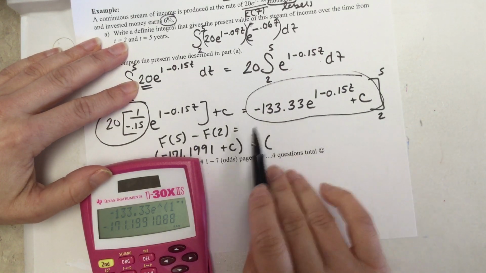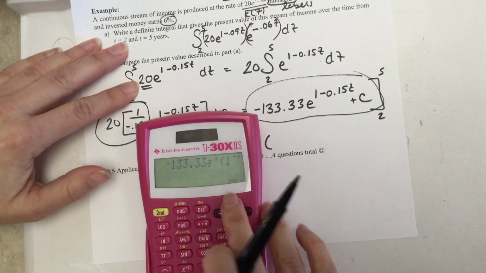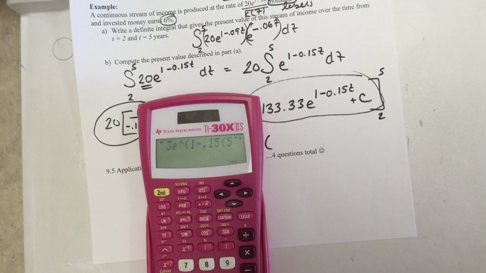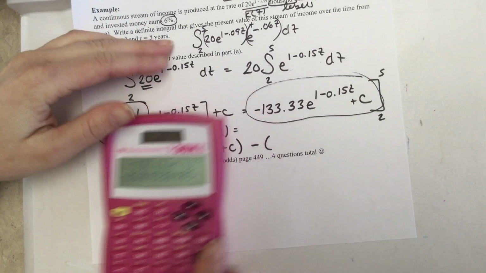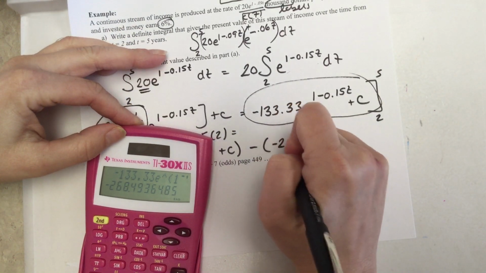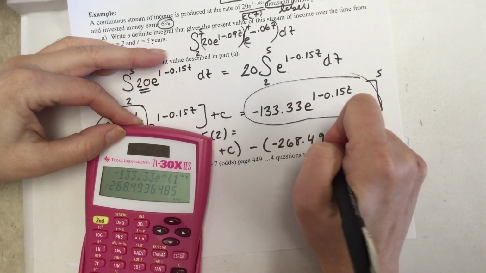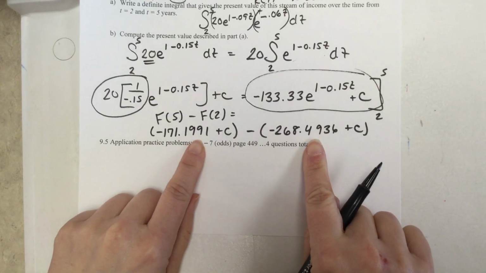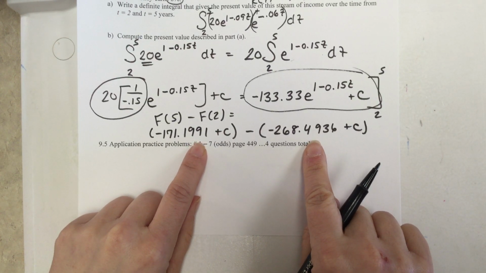Now I want to change that t from a 5 to a 2 so I can calculate F of 2. So I'm going to up arrow, find where I have that 5, change it to a 2, and I have negative 268.4936 plus C.